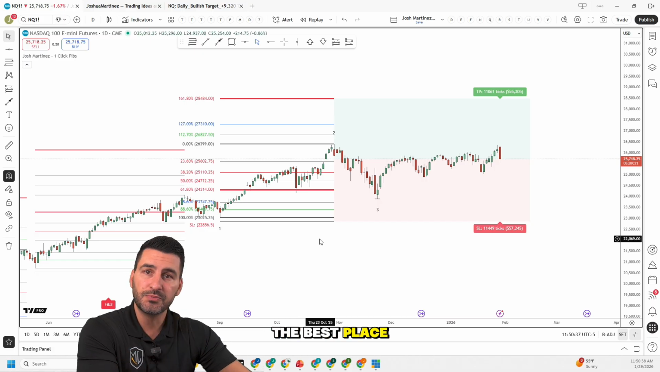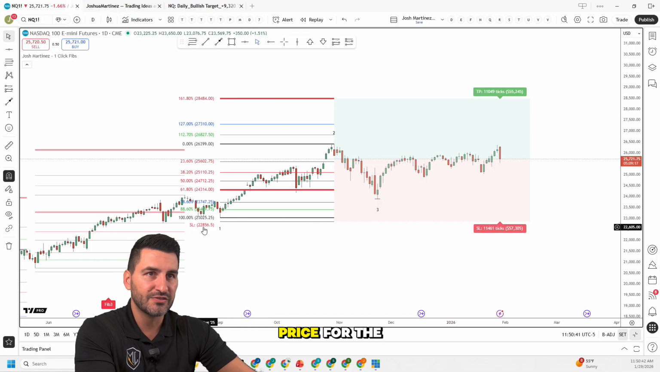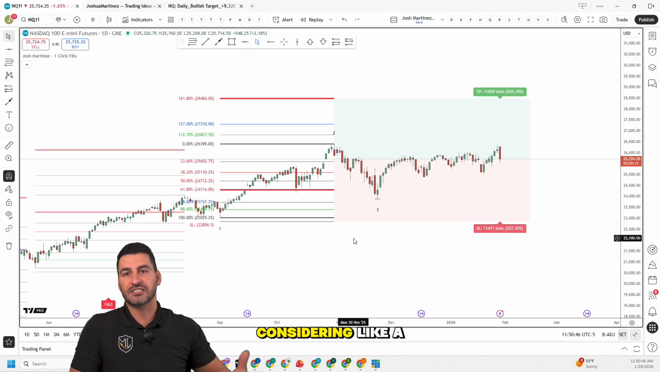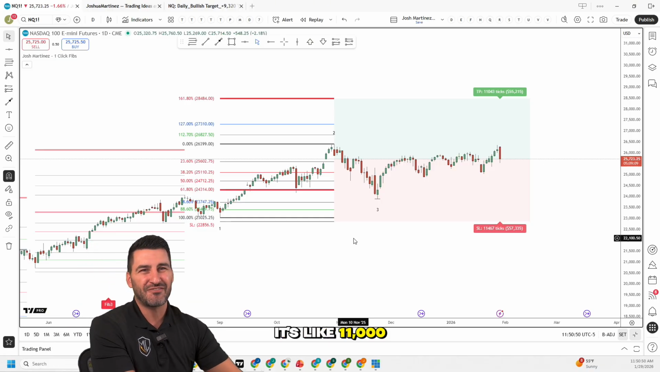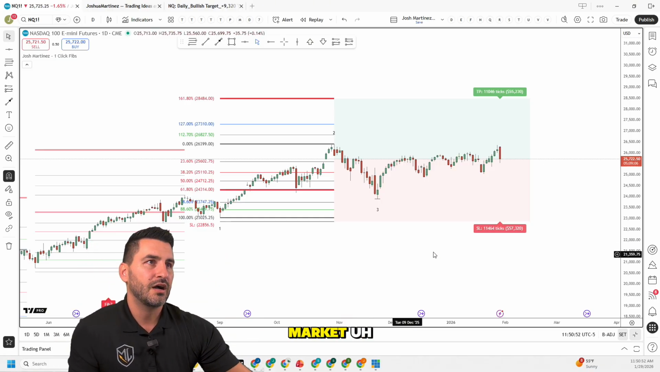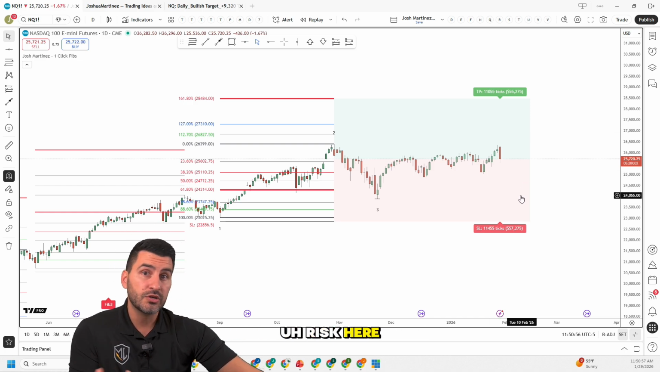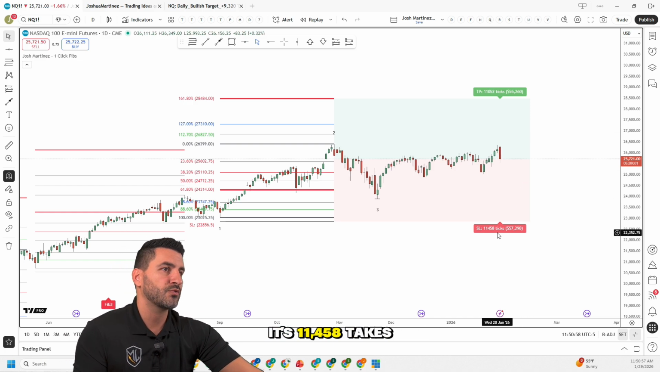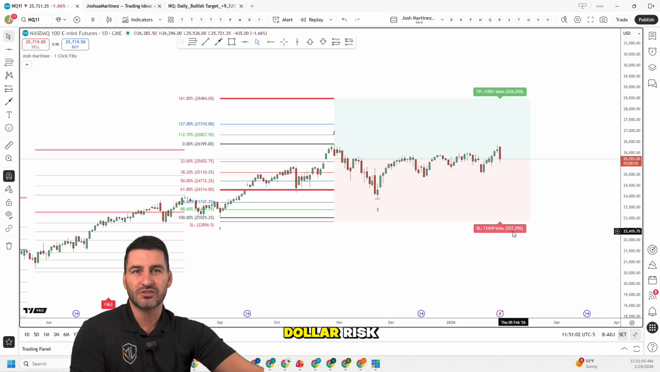28484.00. The best place to put our stop will always be below the one boundary. So our price for the stop should be 22856.50. Now, this is considering a buy and hold. If you were to trade an E-mini contract, it's like 11,000 ticks above the market, which is like a 55,000 US dollar buying opportunity. Risk here is huge. It's 11,458 ticks, give or take. And then you can see that's like a $57,000 risk.